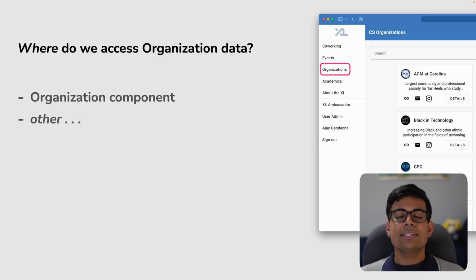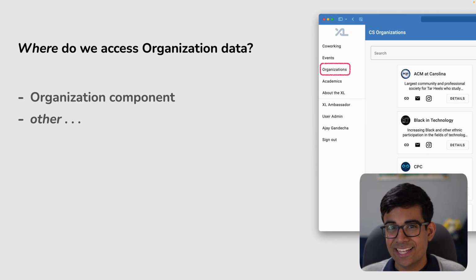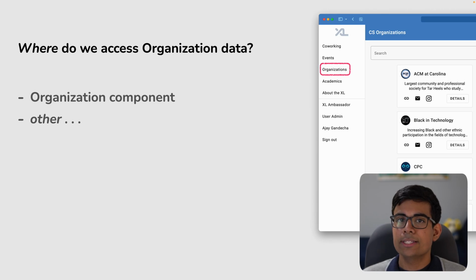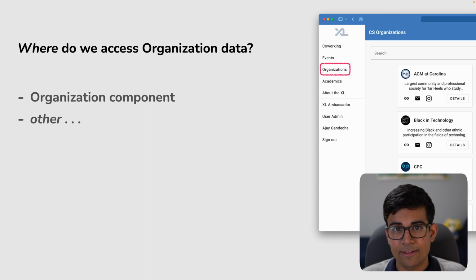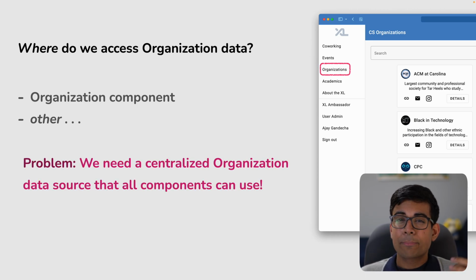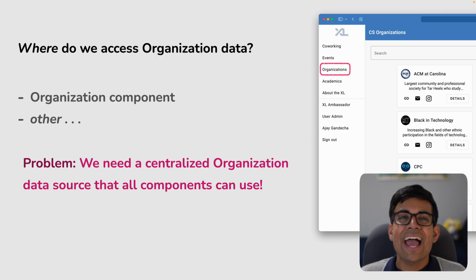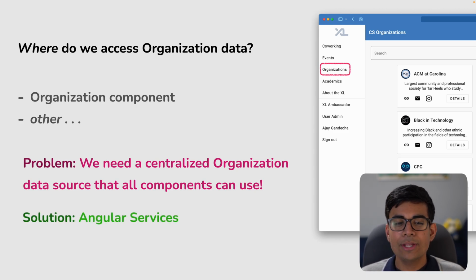And so what you find is that there are multiple components, multiple pages that might be accessing the same data, right? So it would be relatively unwise to keep all of our data just in the organization component, because other components may need to access that data. And so again, the problem statement is that we need some sort of place, a centralized source that all of our components can use to access organization data. And the solution to this is something known as the Angular service.